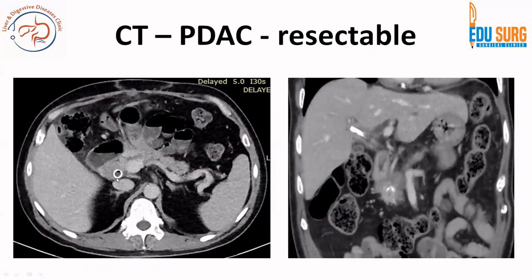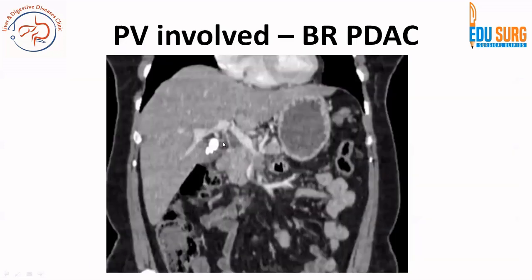Another case, there is a stent in the bile duct. You can see the tumor. You can very well see the tumor here. The vein is closed, less than 180-degree, but there is no contour irregularity, right? You can see that the shape is maintained. So this is again resectable.